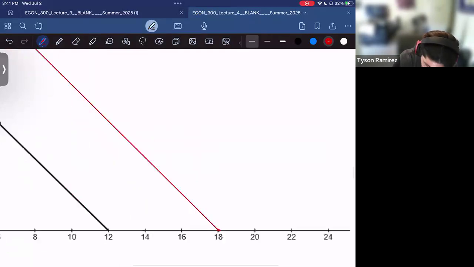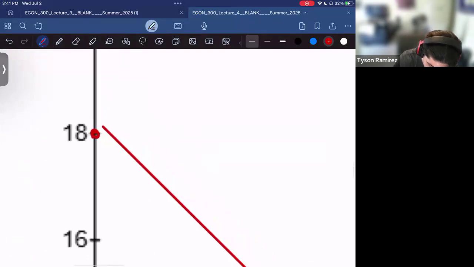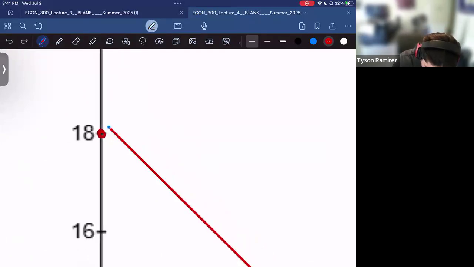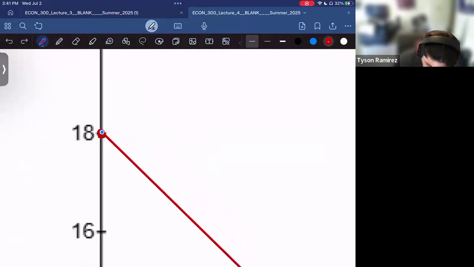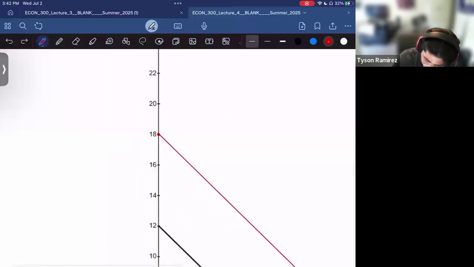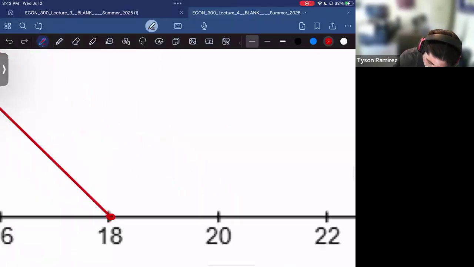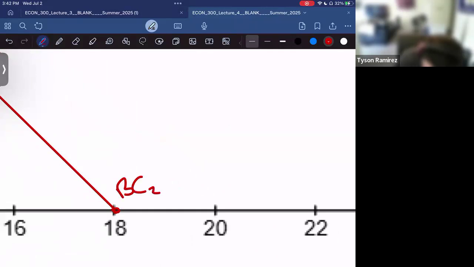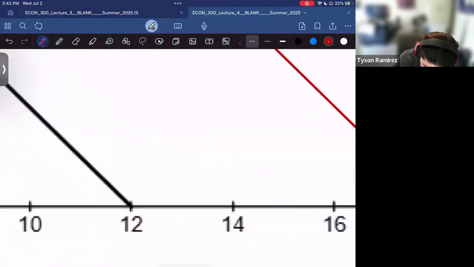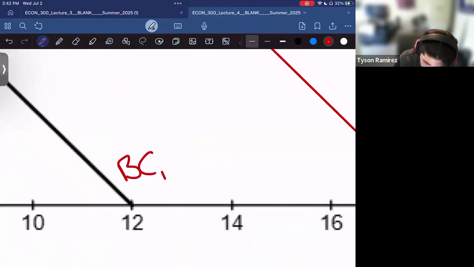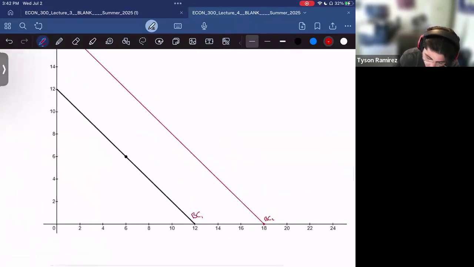I can do this since I'm on an iPad. If you're doing pen and paper, just try your best to make it straight. It's your own notes anyways. And then I wanted you to label this as budget curve 2. Then I didn't state it in the text, but go ahead and label that first one as budget curve 1.